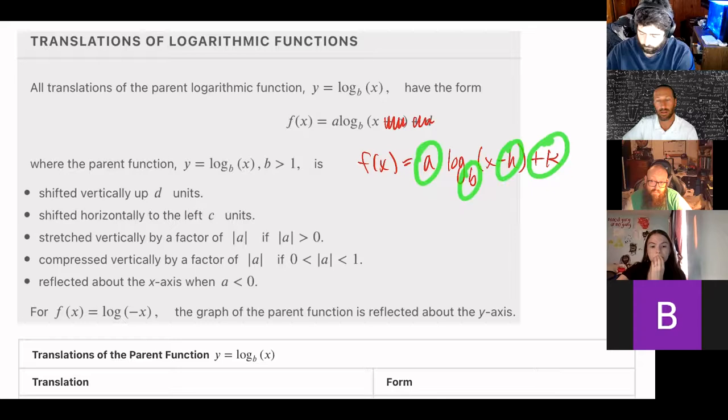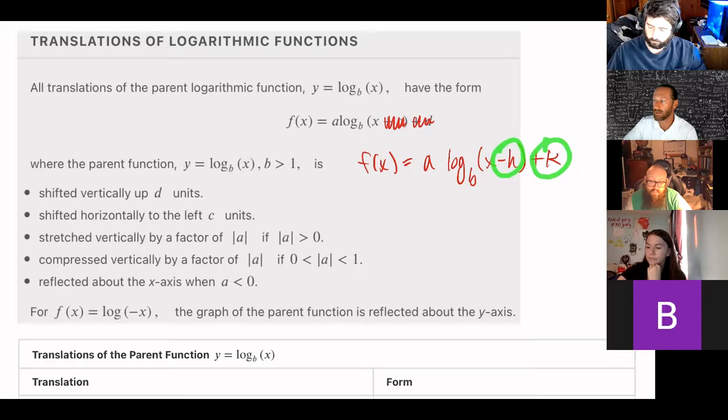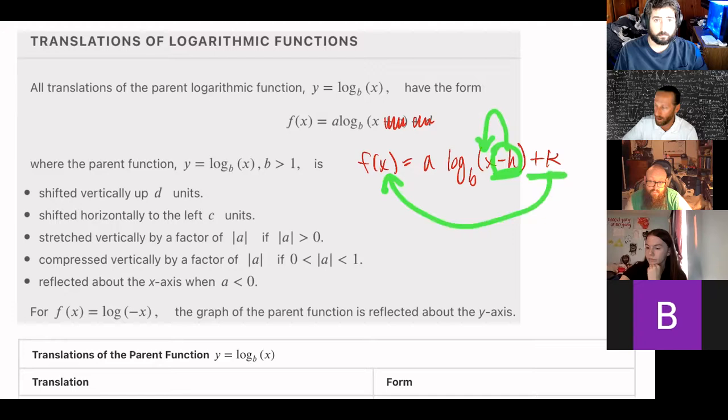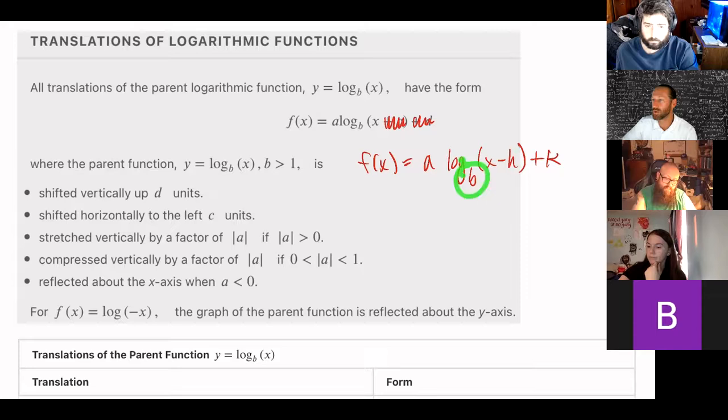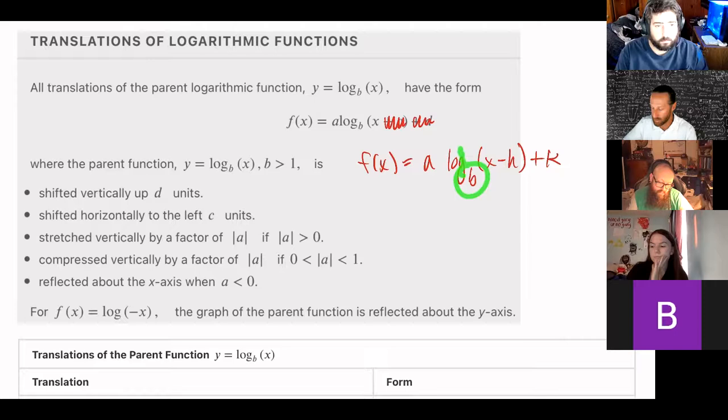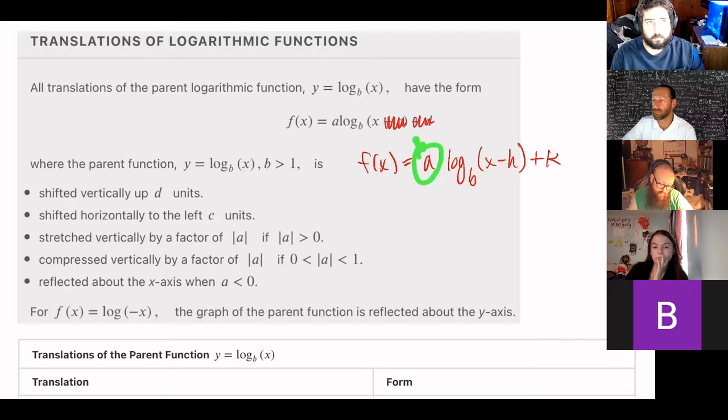The main things you should know are that H and that K, because that's no different than all those other functions that we did in the last unit. This will still be our shift opposite for the X and same for the Y. The base is going to tell us increasing or decreasing based on the number one, right? Bigger than one, increasing, less than one, decreasing. And that A is going to be our stretching or reflecting, whether it's positive or negative. Okay, so there it is all in a nutshell.